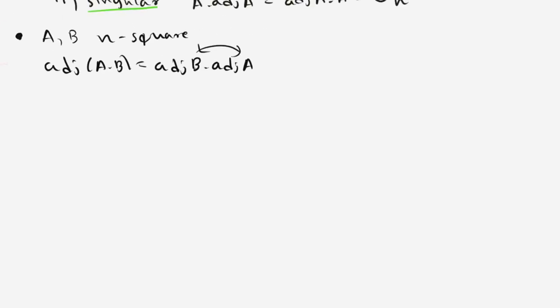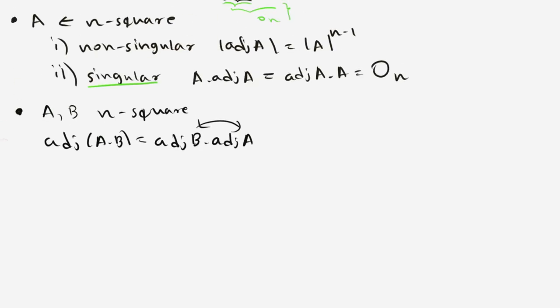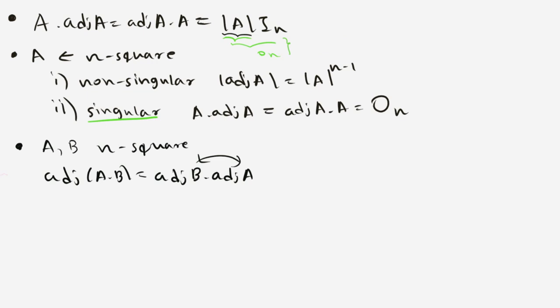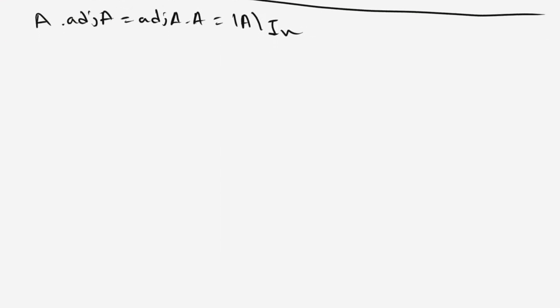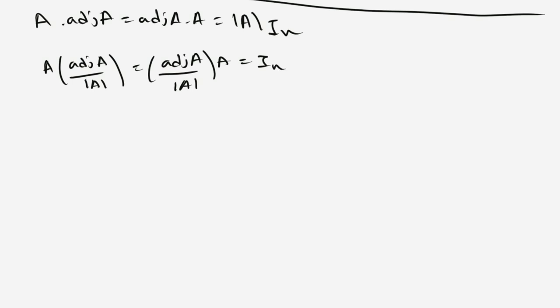When it comes to finding the inverse of a specific matrix by using this adjoint method, we use this theorem. Let me write it like this: A dot adjoint A, adjoint A dot A equals determinant of A times I n. Let me divide both sides by the determinant of A, so it will produce something like this: A times adjoint A over determinant of A equals I.